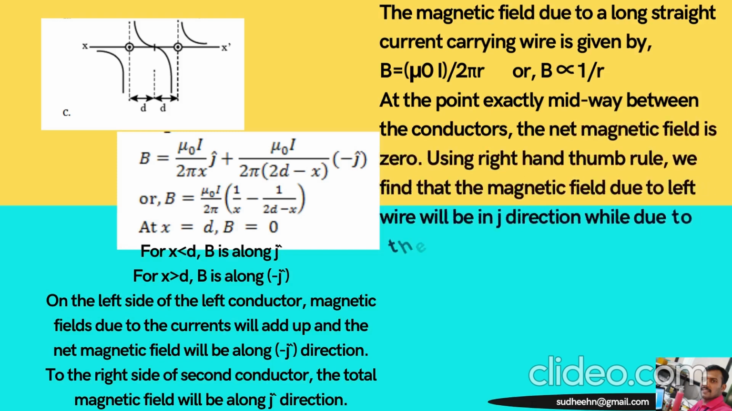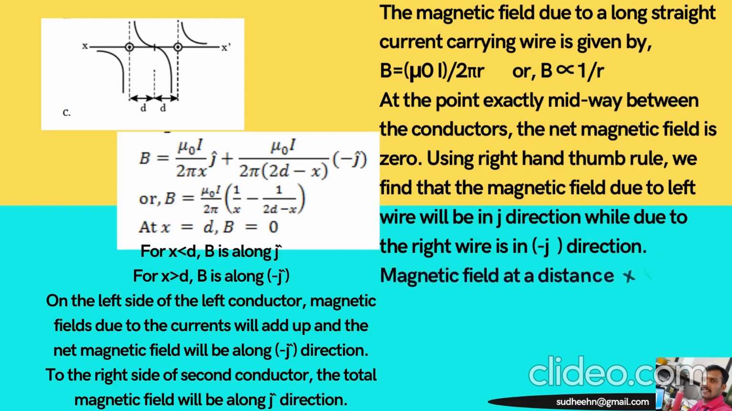At the point exactly midway between the conductors, the net magnetic field is 0. Using right hand thumb rule, we find that the magnetic field due to the left wire will be in the j direction, while due to the right wire is in the minus j direction. Therefore, consider the magnetic field at a distance x from the left wire lying between the wires. So for x less than d, B is along j, and for x greater than d, B is along minus j. So the option is C.